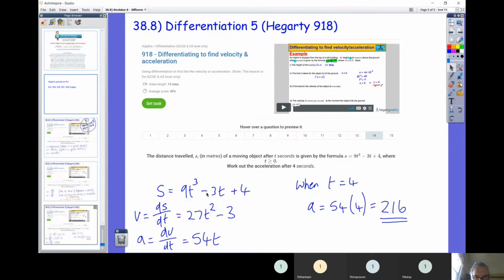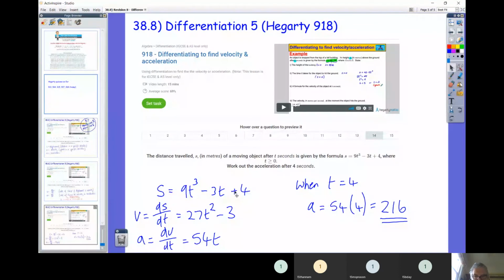Anything times t just becomes the coefficient of the t. So minus 3t becomes minus 3. To remind you why, t is really to the power of 1, so you multiply by the 1, and minus 3 times 1 is minus 3. You reduce the power by 1, so 1 becomes 0, and anything to the power of 0 is 1. That's why you're left with minus 3. In short, whenever you have so many lots of t and you differentiate, you're just left with the coefficient.